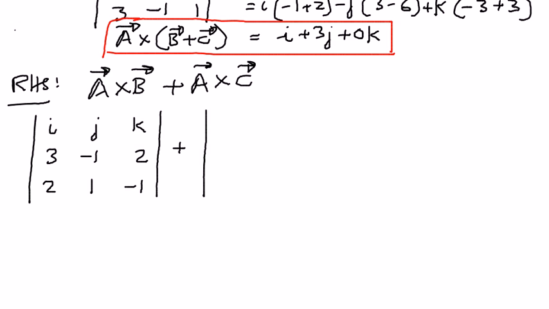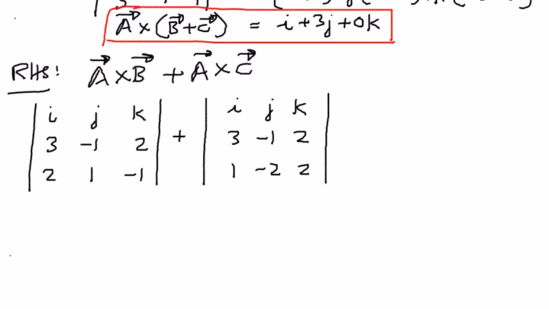Vector A, let me write this: I, J, K. Vector A, the coefficient of I is 3, the coefficient of J is negative 1, the coefficient of K is 2, and for C, the coefficient of I is 1, the coefficient of J is negative 2, the coefficient of K is positive 2. If we find the determinant of that, when we add the values of these two determinants, we should get a value, and we will see what that value is going to be.